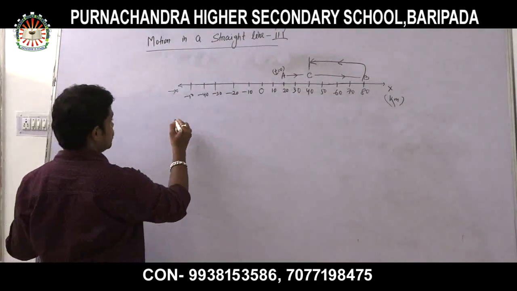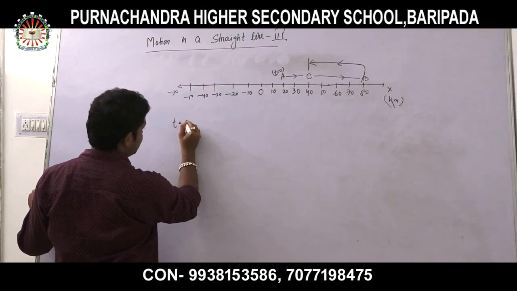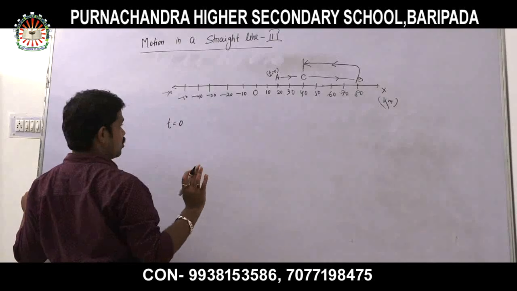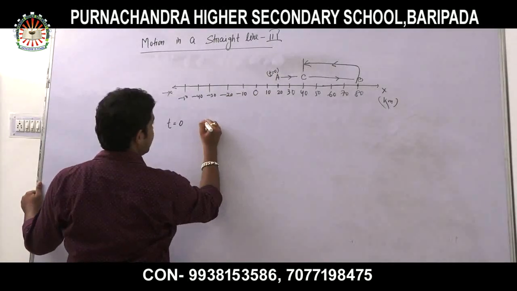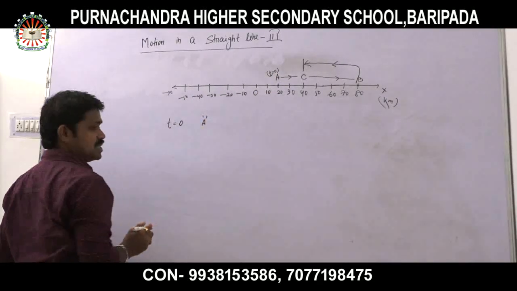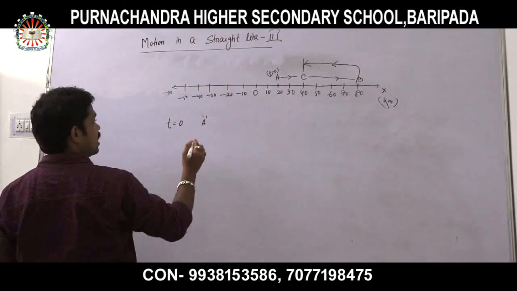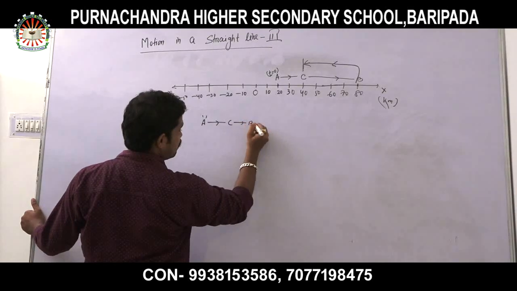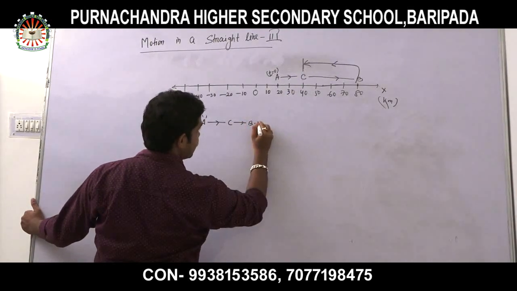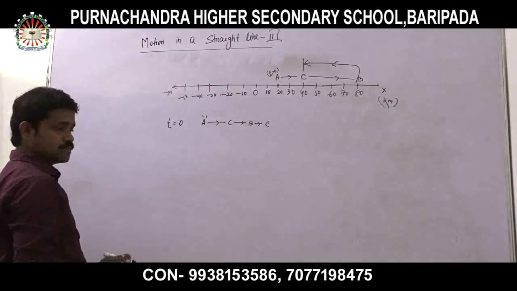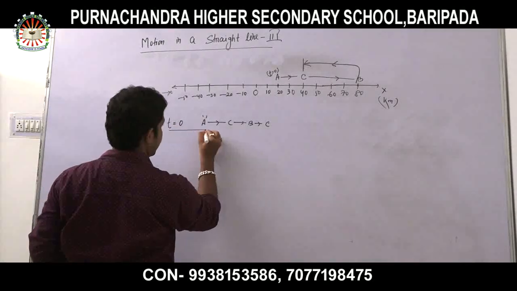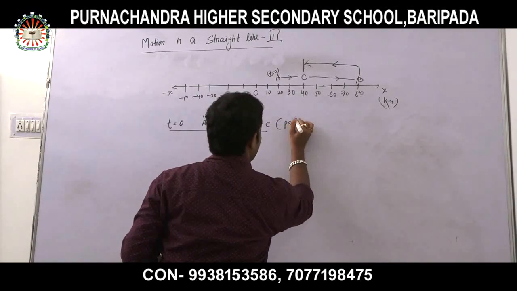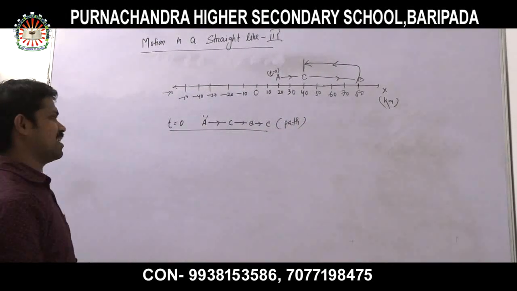So what is the question? The question is, at t equal to 0, listen very carefully, the object is at A. Then it will go towards C, towards B, and it is again coming to C. This is the path. And what do we have to find out for this path? So this is my path followed, the path of the object.